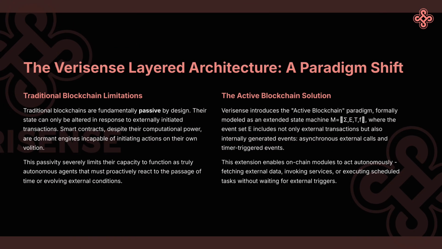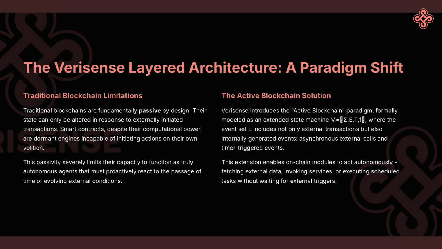Part 1 of our discussion introduces the Verisense layered architecture, marking a paradigm shift in blockchain technology. To understand the groundbreaking nature of Verisense, we first need to reflect on the limitations inherent in the blockchain platforms it aims to replace. Traditional blockchain architectures are inherently passive, as their state can only change when an external transaction occurs. Despite their computational abilities, smart contracts within this framework function as dormant engines, unable to initiate actions autonomously. They require an external call, whether from a user's wallet or an off-chain oracle, to become active.